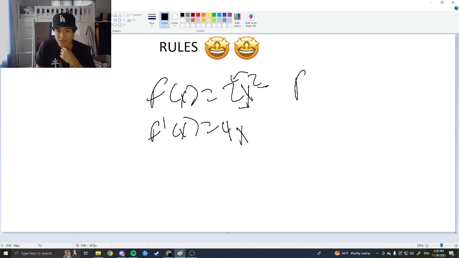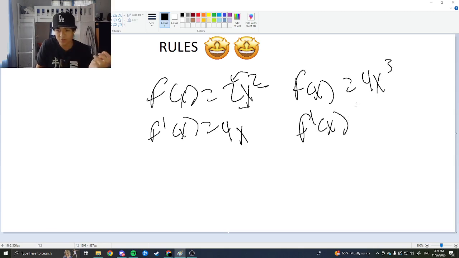So if your f of x is, I don't know, 4x to the power of 3, f prime of x, you're going to multiply the 4 into 3. You're going to get 12x, and then 3 minus 1, you're going to get squared. So it's pretty much the same, but you just multiply it to whatever the coefficient is in front.